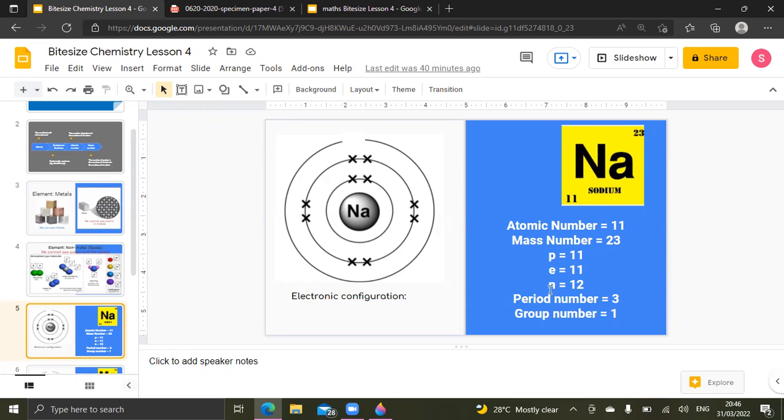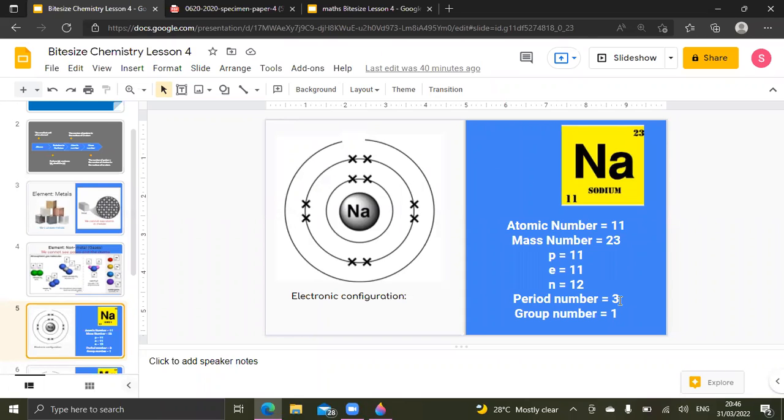What is the number of neutron? Very easy. Get the mass number minus the proton. 23 minus 11, you will have 12. Halas, no problem. Okay, good.